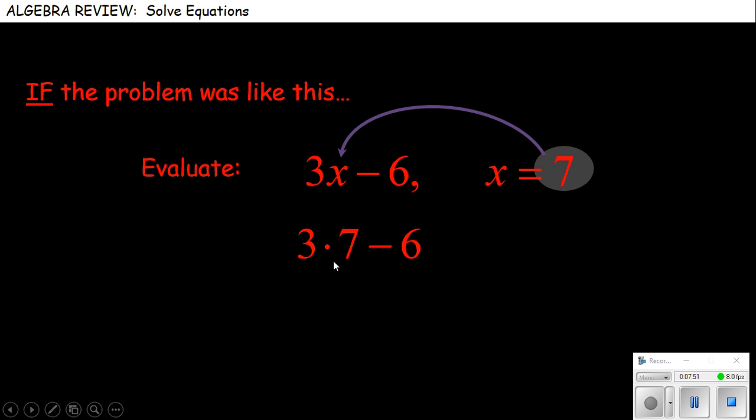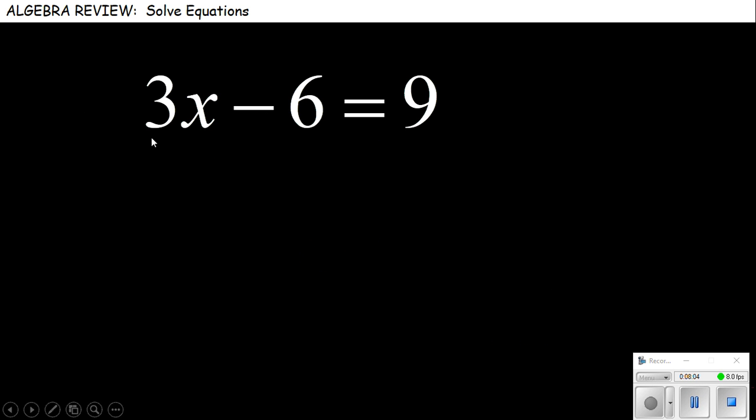If you saw this problem, you would hopefully know that you do 3 times 7 first, and then subtract 6 from there. You're following the order of operations. We multiply, and then we add or subtract. When we're solving, we do the opposite. So in this case, if we're trying to get x by itself, we're going to get rid of the addition or subtraction first, then the multiplication or division.